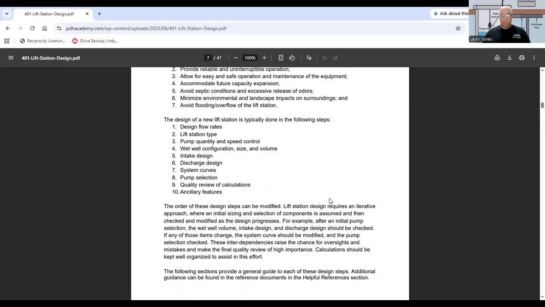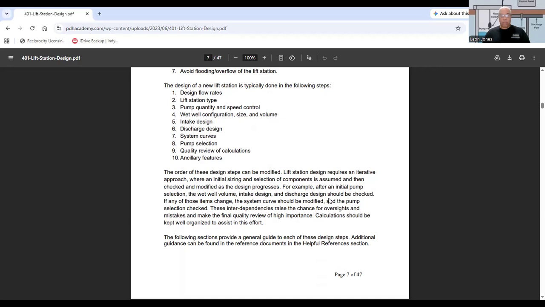These interdependencies raise the chance of oversights and mistakes and make the final quality review of high importance. Calculations should be kept well organized to assist in this effort. So, the following sections provide a general guide to each of these steps. Additional guidance can be found in the reference document section as well.